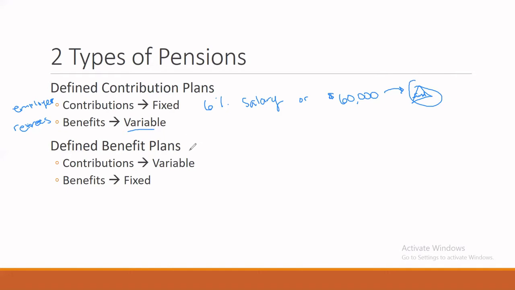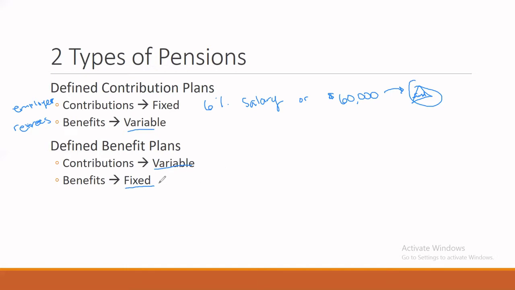A defined benefit plan is the opposite. So the employer contributions are variable, but the benefits that the retirees get at the end are fixed. So what this means is that the retired members or the employees will know exactly how much money they're going to get, or they can calculate how much money they're going to get when they retire. And what the company is going to have to do is make sure they put enough money into the pension fund in order for the retired members to get what they were promised.